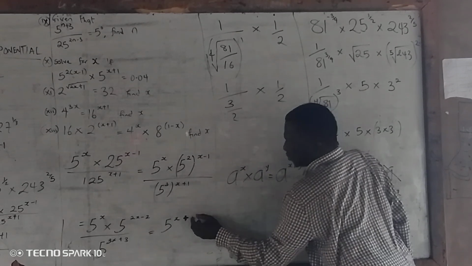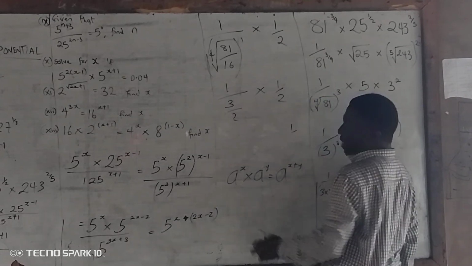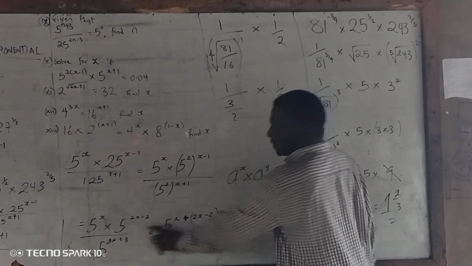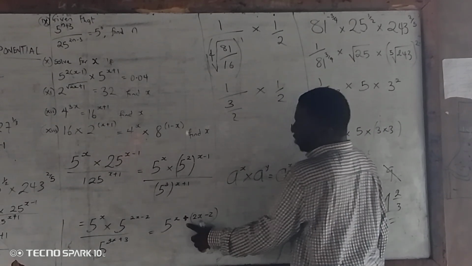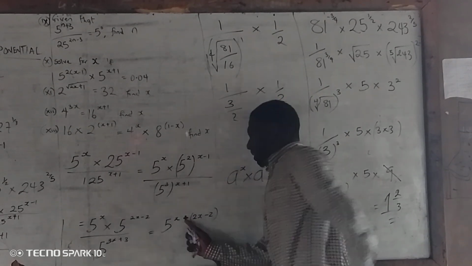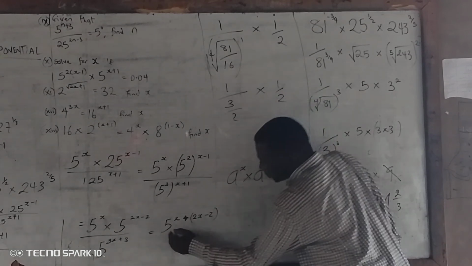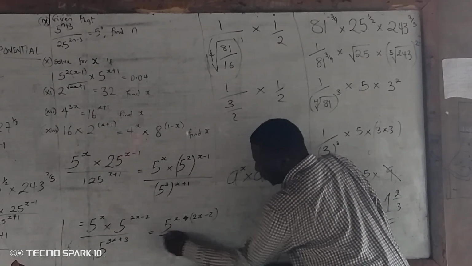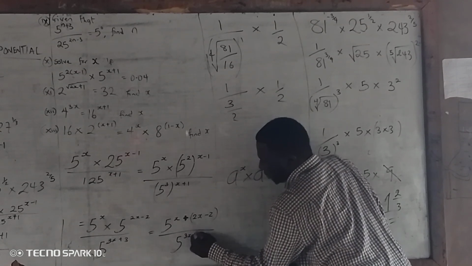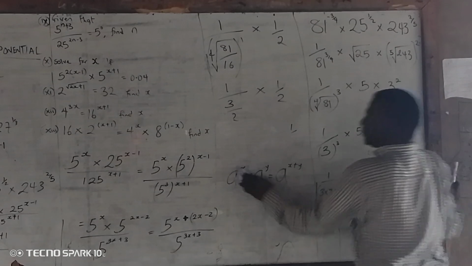2x minus 2. It's good to put brackets here to show that this is for the second part. If it is multiplication here and it's turning plus here, it's not a must to put brackets. It will not affect. But if it is division here and it's turning negative, you must put brackets. So please take note of that. All over 5 raised to power 3x plus 3. That's what we have for now.